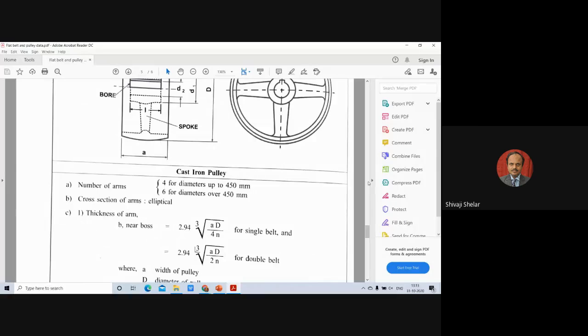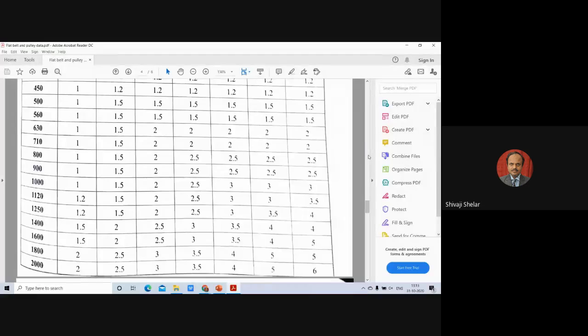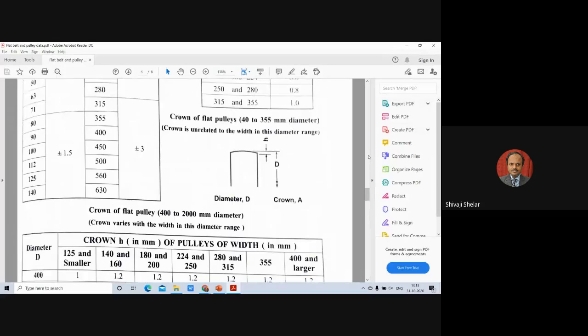Next class, I am going to cover the actual design, selection process, and design of your flat belt drive with a university problem.